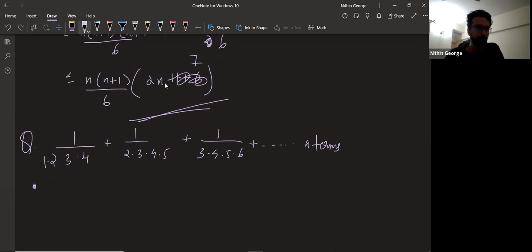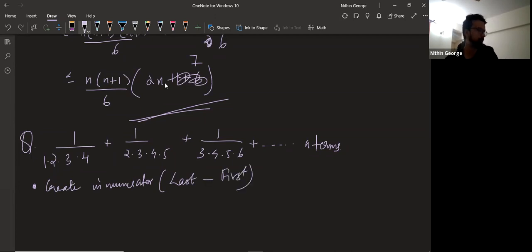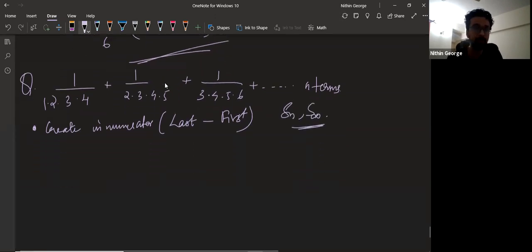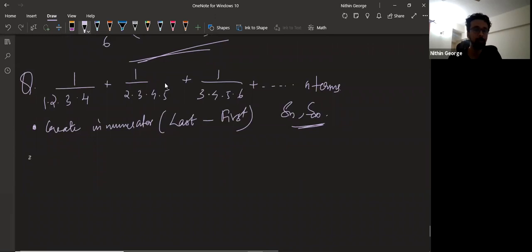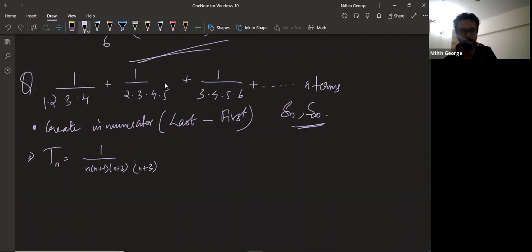All right. Now, the step you write is create in the numerator last minus first. Okay. So here your task is to find the sum of n terms and the sum of infinite terms. So here, let's start solving. So the nth term, first we find the nth term. What is the nth term? It is 1 by n into n plus 1 into n plus 2 into n plus 3. Okay.